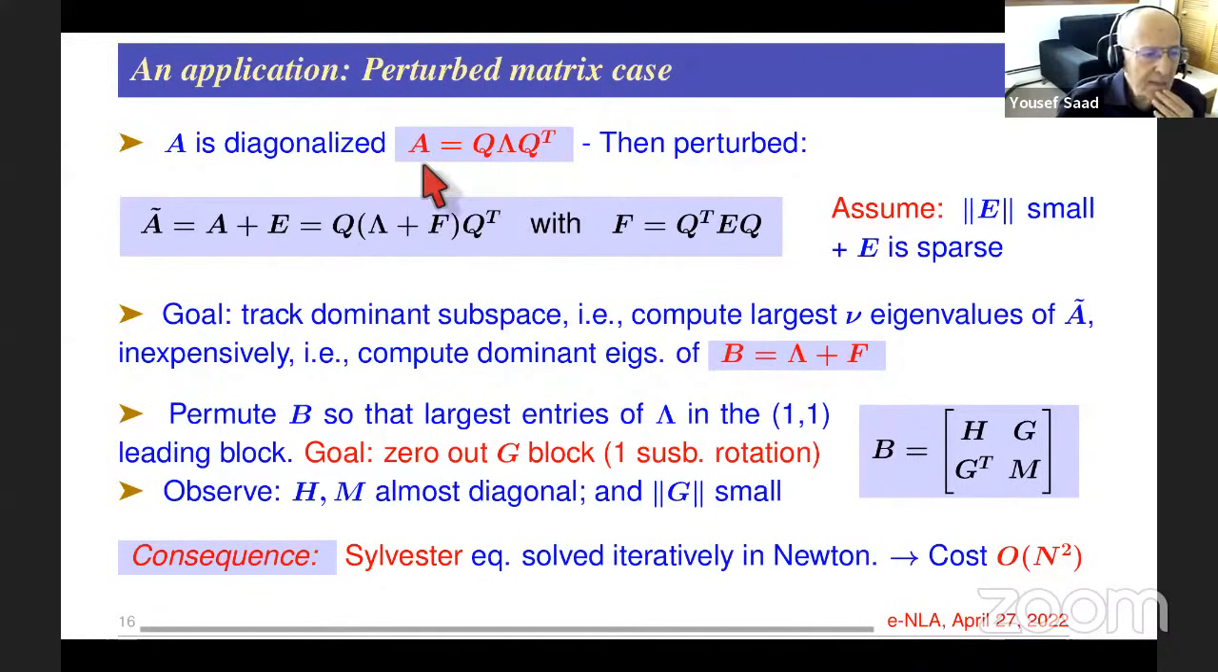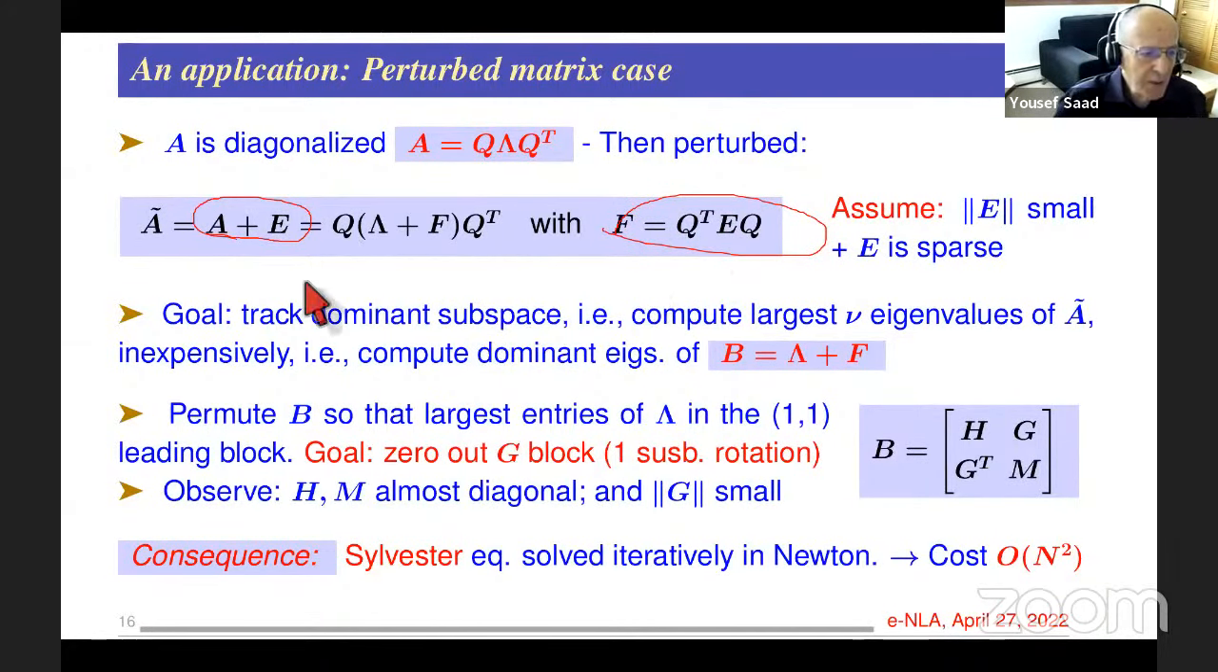So this is now one of the interesting applications of this approach. Let's suppose that I have diagonalized the matrix and I perturb it. So now the matrix has been diagonalized, but now I perturb the matrix by a certain matrix E, which is small in norm, but also sparse. So I can compute the perturbation in this form. A tilde is essentially Q times the diagonal plus some perturbation F times Q transpose, and F is this. So this is something you have to compute. E is sparse, so you can compute that somewhat inexpensively.